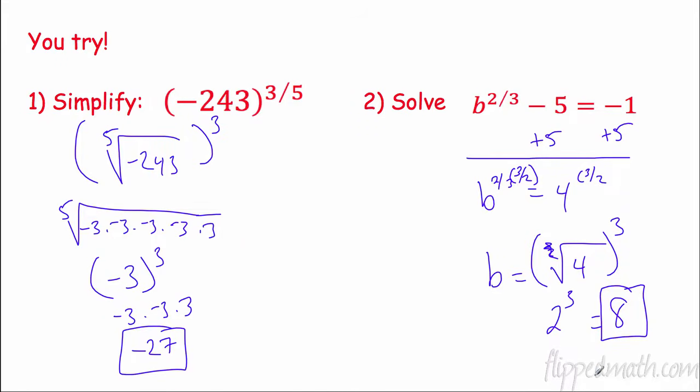But what's missing? That's right. That's an even root. Therefore, it could have two answers. So it's 8 or negative 8. Because this could be 2 or negative 2 to the 3rd power. Negative 2 times negative 2 times negative 2 is negative 8.